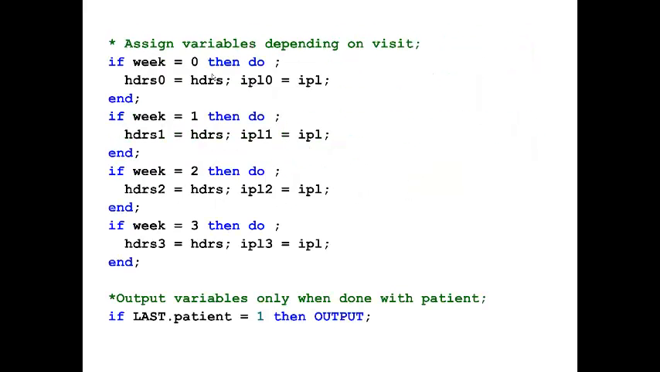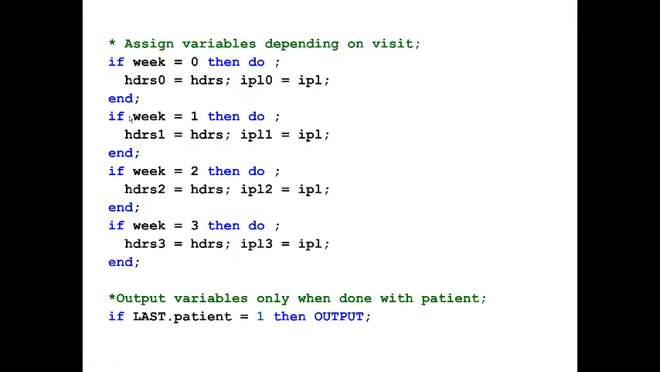Continuing with the program, we next define new variables to hold the values for the Hamilton Depression Score and the imipramine level depending on the week. So we're going to use a series of if-then statements to accomplish this. The do keyword is associated with the end keyword. So we have these do and end statements.